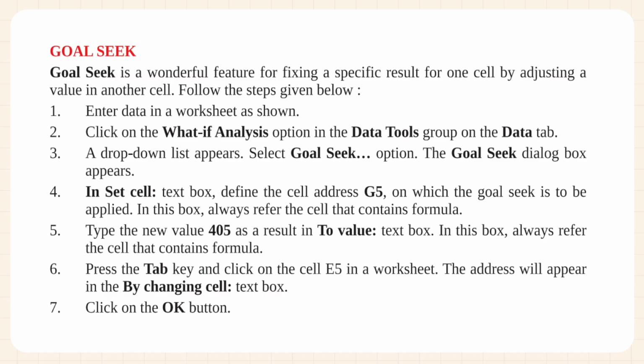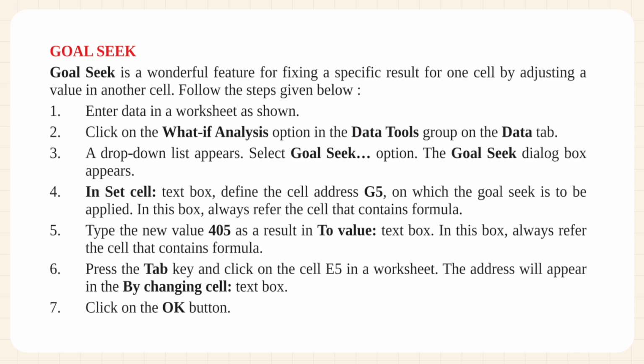Goal Seek. Goal Seek is a wonderful feature for fixing a specific result for one cell by adjusting a value in another cell. Follow the steps given below. 1. Enter data in a worksheet as shown. 2. Click on the What-If Analysis option in the Data Tools group on the Data tab. 3. A drop-down list appears. Select the Goal Seek option. The Goal Seek dialog box appears. 4. In the Set cell text box, define the cell address G5 on which the goal seek is to be applied. In this box, always refer to the cell that contains a formula.